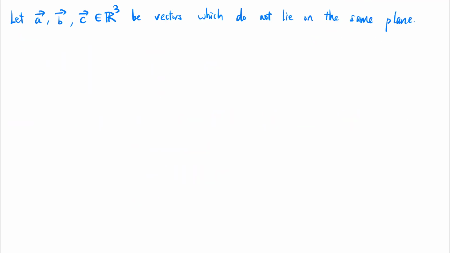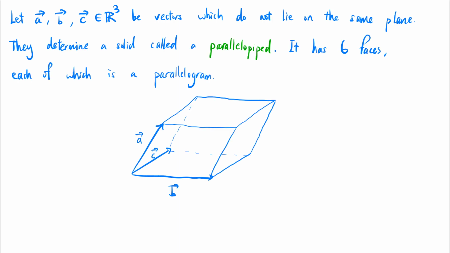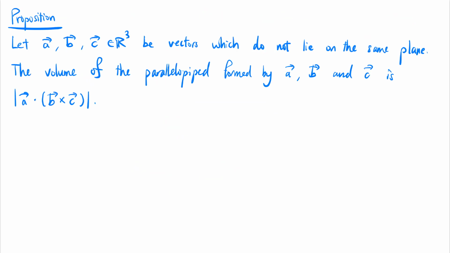Now, let's consider vectors A, B, C in R3, which do not lie on the same plane. They determine a solid called a parallelepiped. It has 6 faces, each of which is a parallelogram. This is a generalization of the fact that two vectors form a parallelogram. Let's look at a proposition. Let A, B, C be vectors in R3 which do not lie on the same plane. The volume of the parallelepiped formed by A, B, and C is equal to the absolute value of A dot (B cross C).